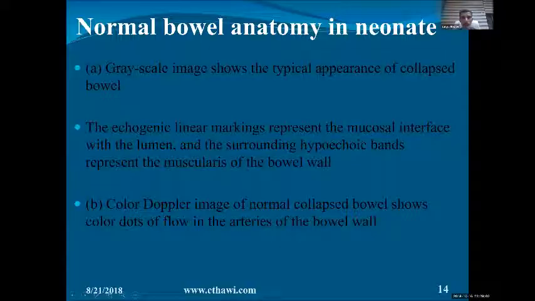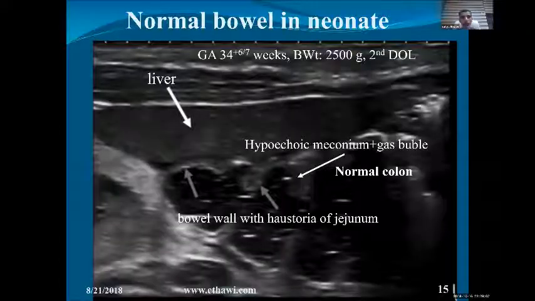Again, this is a talk about how we do it. This is a text for you. This also shows you the colon. You will see the colon and you will see haustra. You see this?